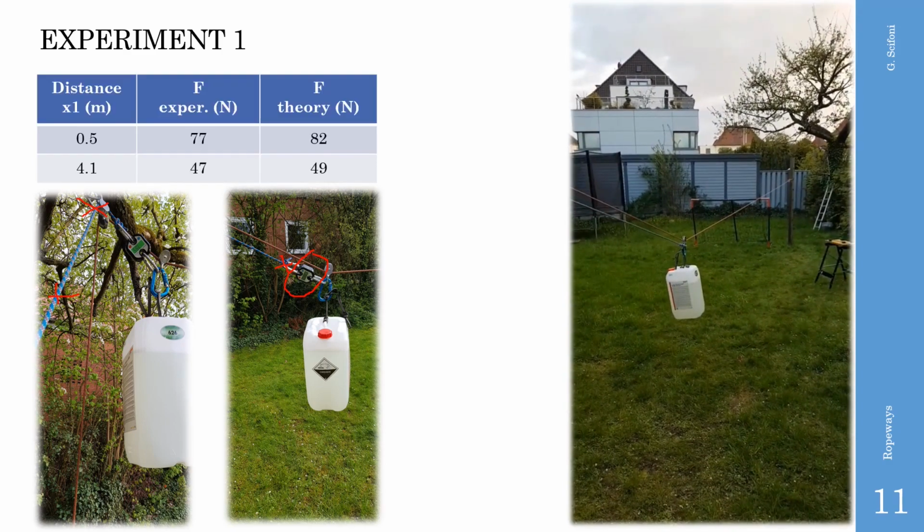The experiment results are above. At a distance of 0.5 meters from the higher trestle, the metered hauling force is 77 Newton, while the theoretical one should be 82. At a distance of 4.1 meters, they are 47 and 49 Newton, respectively.